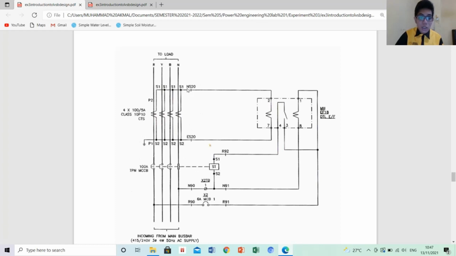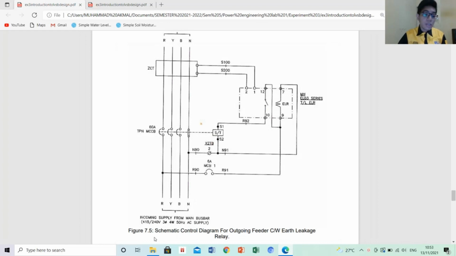Okay, as you can see, this is the current transformer, which means that the input current that always enters through the wire label number 7 and number 2 will always be 5 ampere. Okay, now we move on to the next figure, which is figure 7.5, the schematic control diagram for the outgoing feeder leakage relay. As always, we must read from the bottom part.